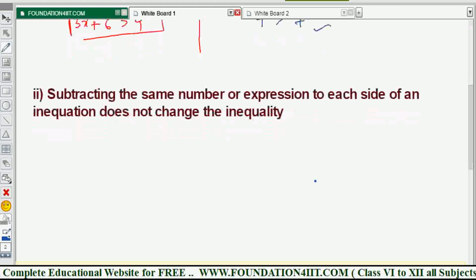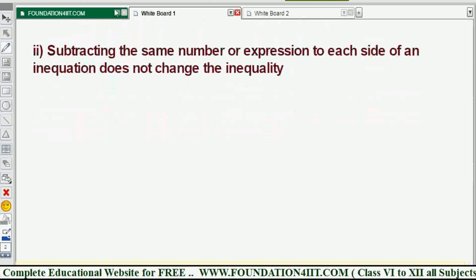Similarly, the second property: subtracting the same number or expression from each side of an inequation does not change the inequality. So let me take 2x is greater than 4. This is the inequation. Now subtract the same number from both sides. Let's subtract 3 from both sides, that means minus 3 and minus 3.